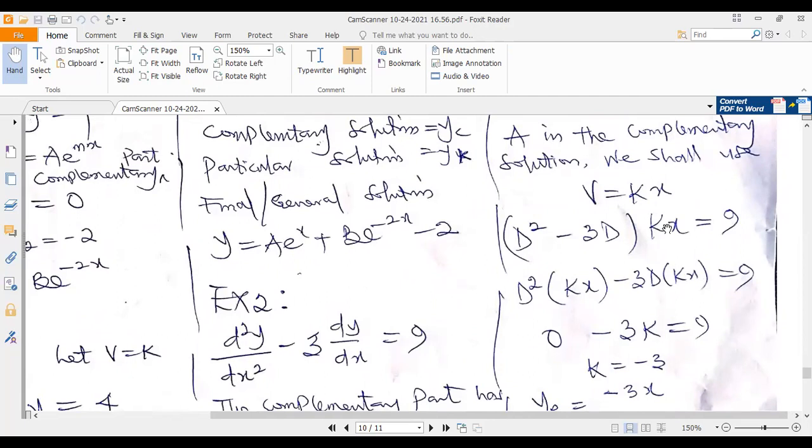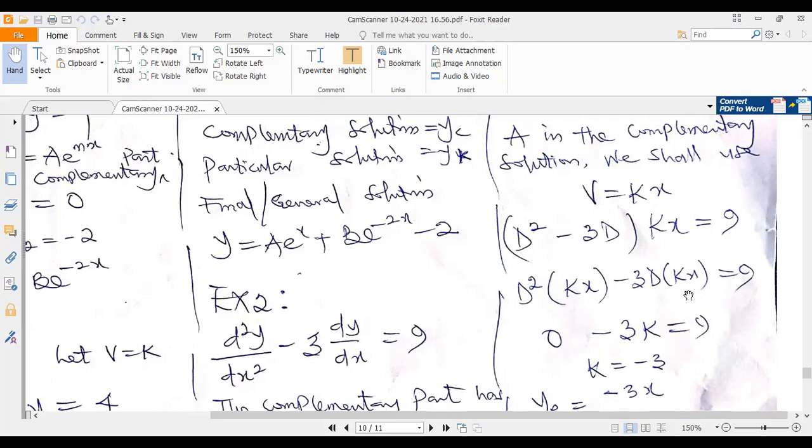So what's the next thing? We expand. So k will come and meet d squared, k will come and meet minus 3d, then will give us this. Now look at this. If you differentiate kx with respect to x twice, what will you get? If you differentiate the first time, you get k, isn't it? If you differentiate the second time, you have 0.